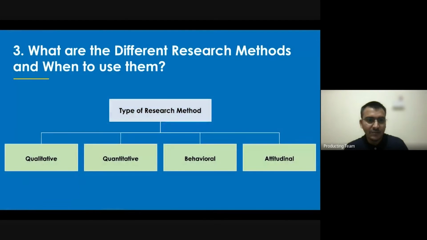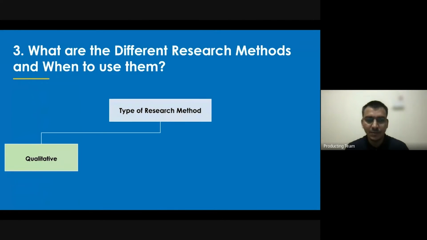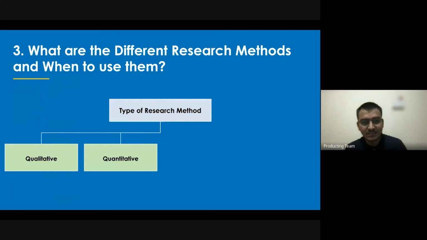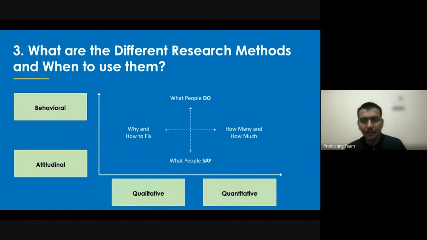Now we'll move on and try to understand what the different research methods are and when to use them. There are four types of user research which we generally do. First is qualitative, second is quantitative, third is behavioral, and fourth is attitudinal. And when to use what, right? So this is how it has been mapped in a matrix.